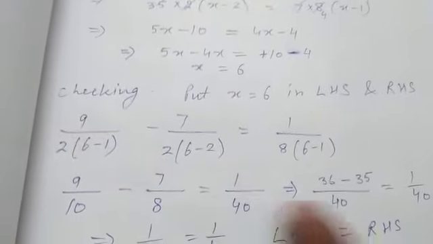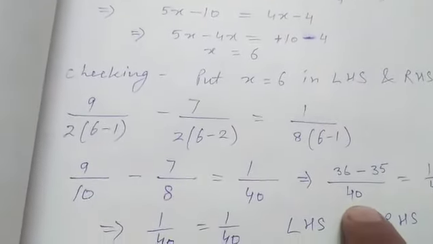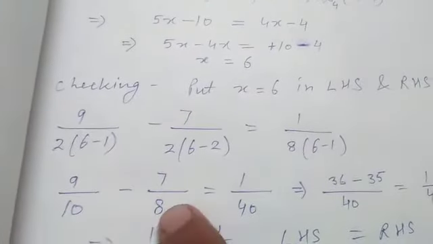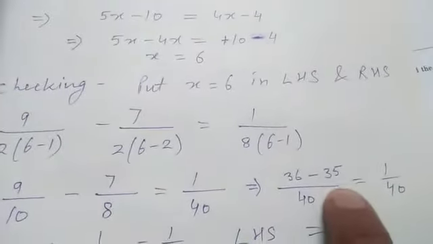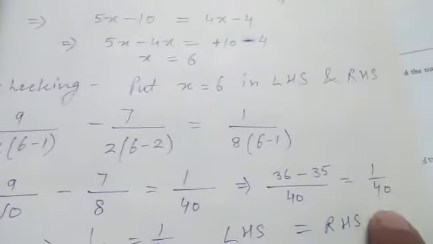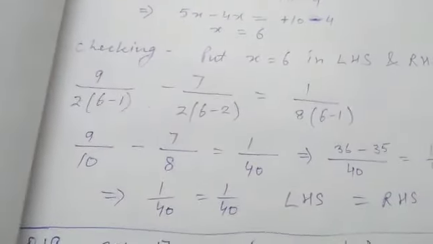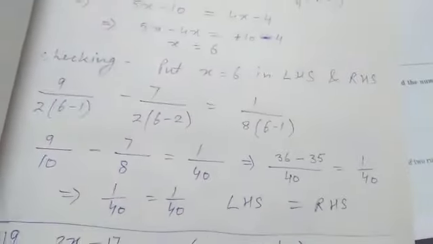Now take the LCM of 10 and 40. That is 40. Now 10 fours are 40. 4 nines are 36. And 8 fives are 40. 5 sevens are 35. It will be 1 by 40. So this also is 1 by 40. Hence the left hand side is equal to the right hand side. This is the complete solution of this question.